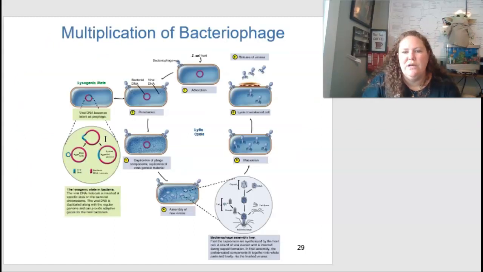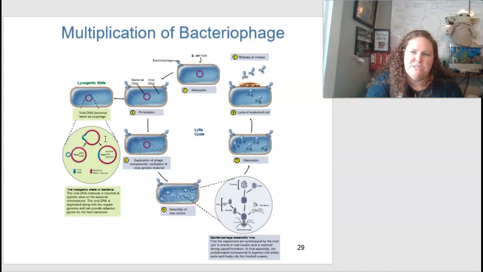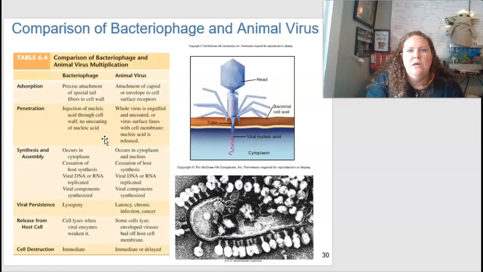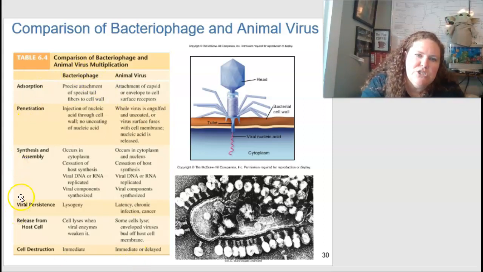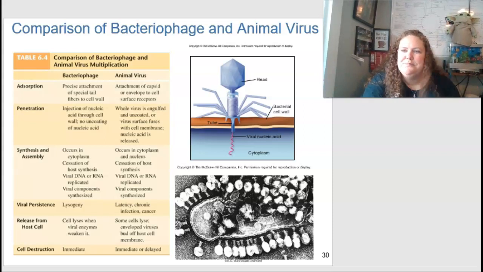So here's a summary figure of that as well, and you can go ahead and look in your textbook for that picture. So let's compare bacteriophages and animal viruses. So here you have the bacteriophage, and then you have the animal virus, and you can see this chart is going to compare adsorption, penetration, synthesis and assembly, viral persistence, the release from the host cell, as well as cell destruction. Okay, so check out that table in your book.